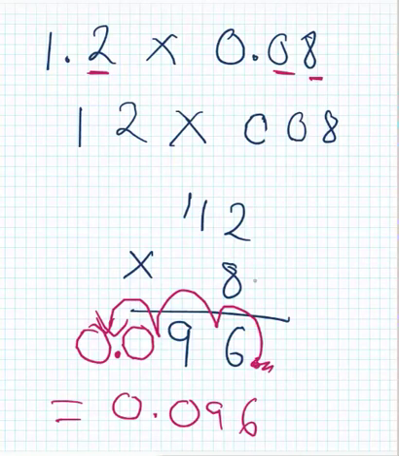Okay, and like I said, just check with your calculator, but that's all you have to do. Forget about the decimal, multiply it as you normally would, and then move the decimal back depending on how many decimal places there are.